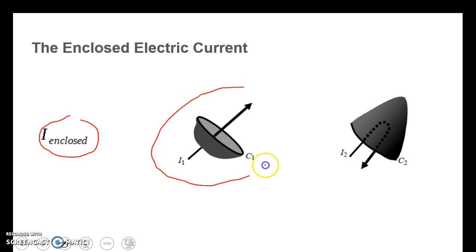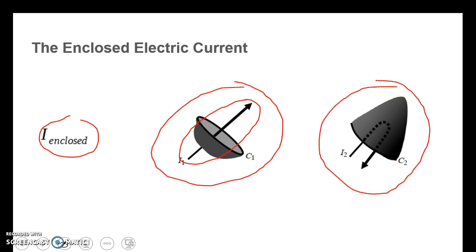So let's look at this picture here. The electric current is considered as being enclosed since it penetrates any surface bounded by the closed path C, because the current goes through it. Now we look at the next picture here. This electric current is considered as not being enclosed because it doesn't penetrate one of the surfaces bounded by the closed path C. So in this case, the current bounces back out. So we don't consider that to be enclosed.